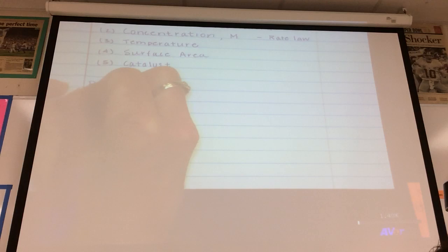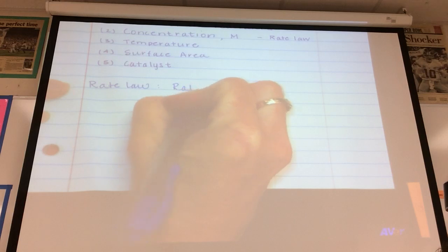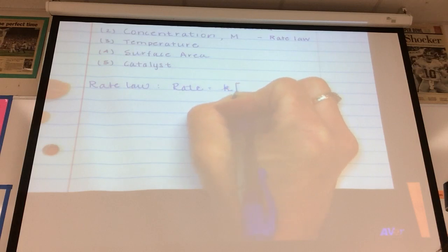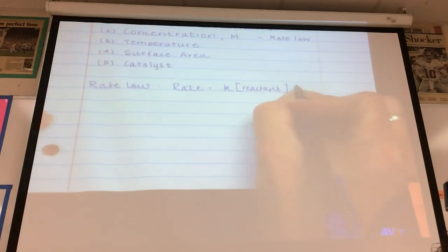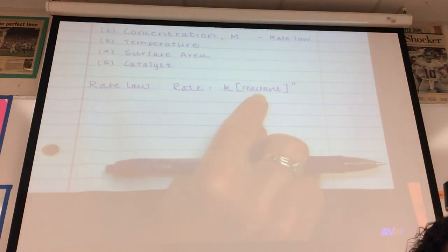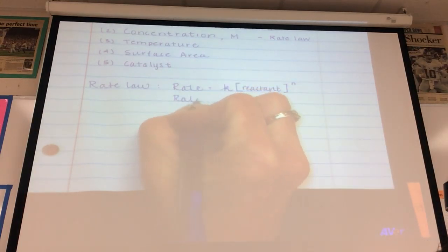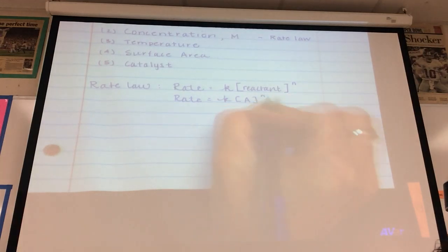Again, a rate law will look like this, where you have rate is equal to K, concentration of reactant, or sometimes more than one reactant, raised to the N. N is the order with respect to that reactant. So let's make this a little simpler. Let's say rate is equal to K. We'll say A is our reactant raised to the N. That is a rate law.